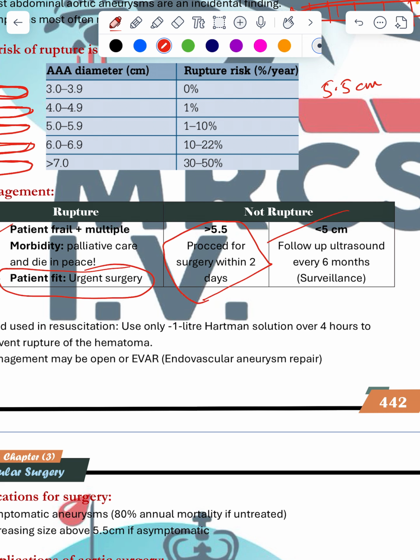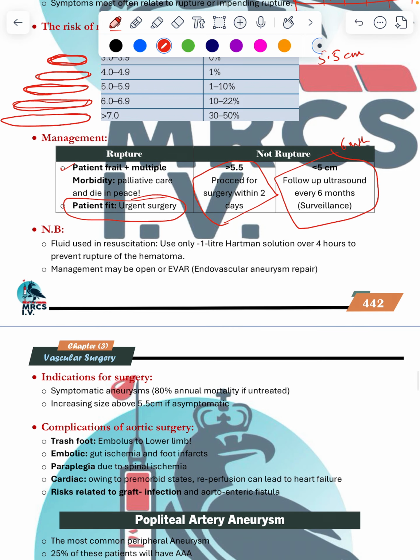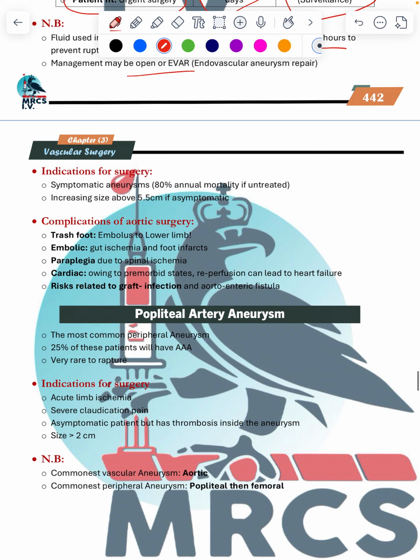If it is less than 5, follow up sonography every 6 months. Every 6 months you have to see sonography and measure it. Fluid resuscitation: 1 liter Hartmann solution over 4 hours to prevent rupture of hematoma. Management may be open or EVAR, two types. Symptomatic aneurysm has 80% annual mortality; increase in size above 5.5 if asymptomatic.